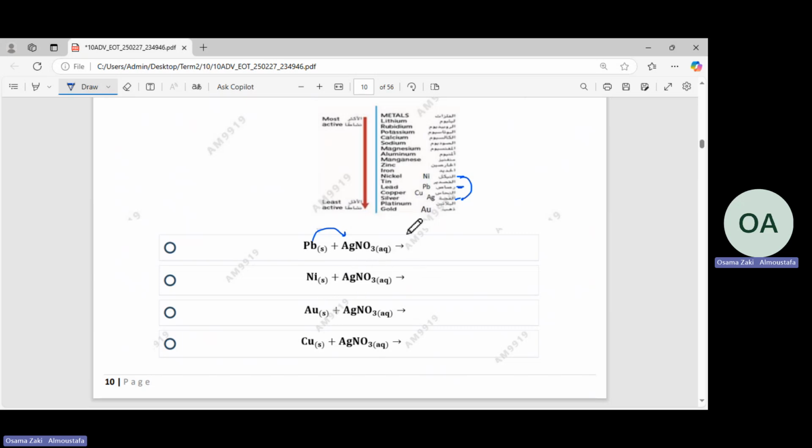Au and Ag. Au is below Ag, so it's not able to kick out the silver. So this is the correct one. What about Cu and Ag? Yeah, Cu can kick out the Ag, because it has higher reactivity than Ag. Okay, so this is the correct answer.